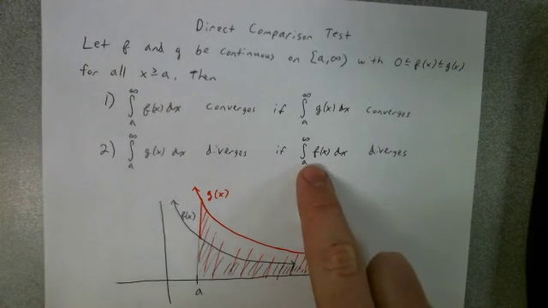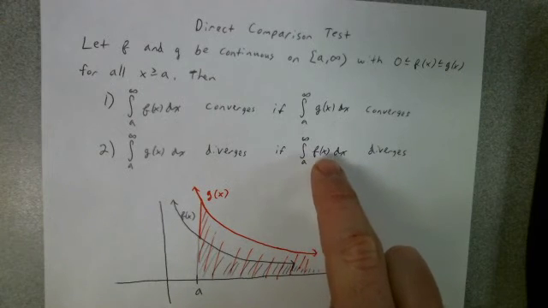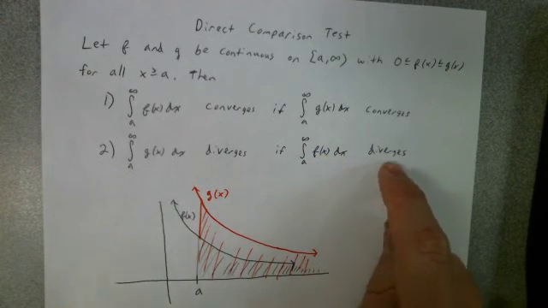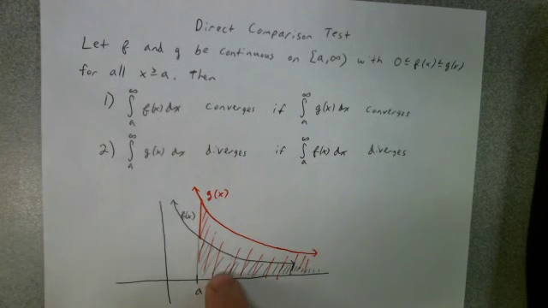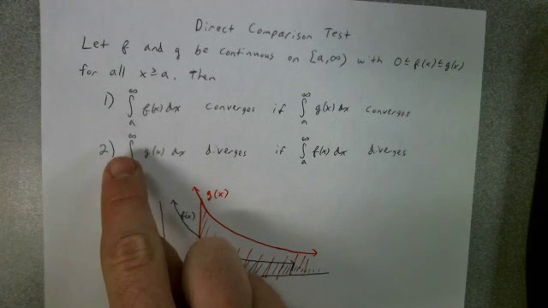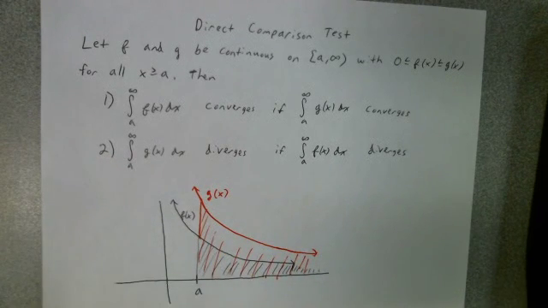Okay, but what if we're in this situation? The integral from a to infinity of f of x dx diverges. In other words, this black area here is infinite. Well, there's more red area. So if this black area is infinite and there's more red area, this red area must be infinite. So the integral from a to infinity of g of x dx diverges.